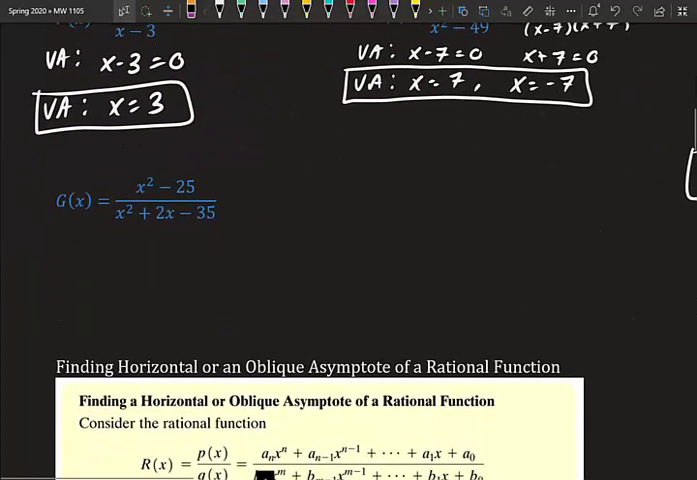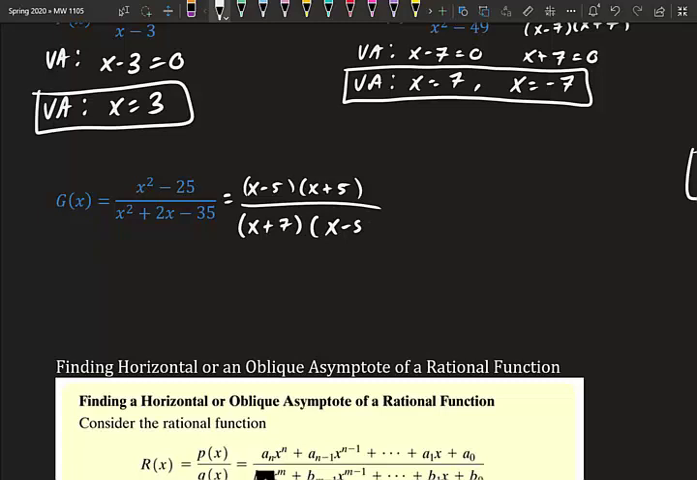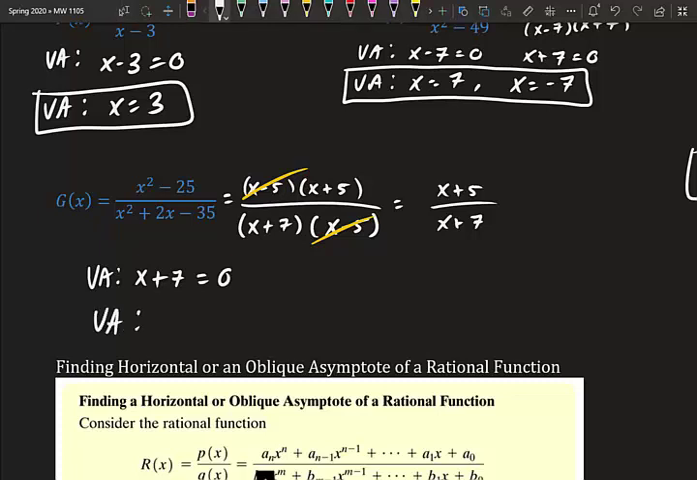All right, last but not least, we can definitely factor this because the top is a difference of squares. And the bottom, we can just factor straight up. We can factor that into x plus 7 and x minus 5. Here we can simplify. So when we simplify, what we're left with is x plus 5 over x plus 7. Now we can go ahead and find our vertical asymptote. So we have x plus 7 equals 0. So our vertical asymptote is x equals negative 7.